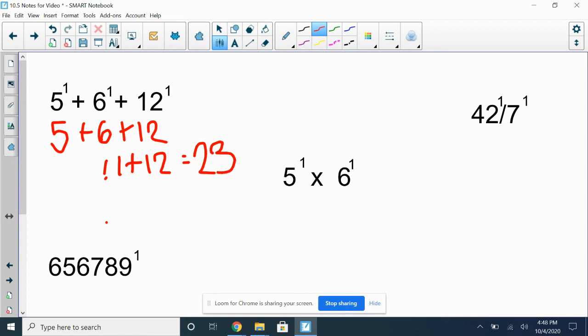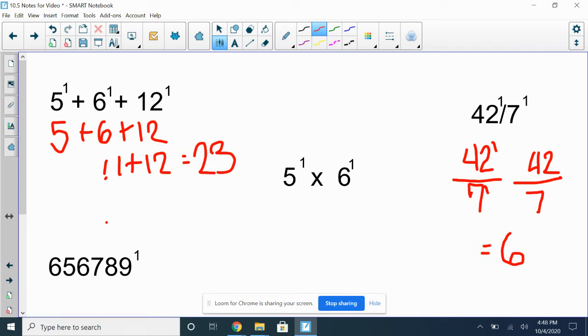All right, this one I have, and I'm going to write it up and down. 42 to the power of 1 divided by 7 to the power of 1. Well, 42 to the power of 1 is 42. Divided by 7 to the power of 1 is just 7. I know that 6 times 7 gives me 42, so 42 divided by 7 leaves me with 6.